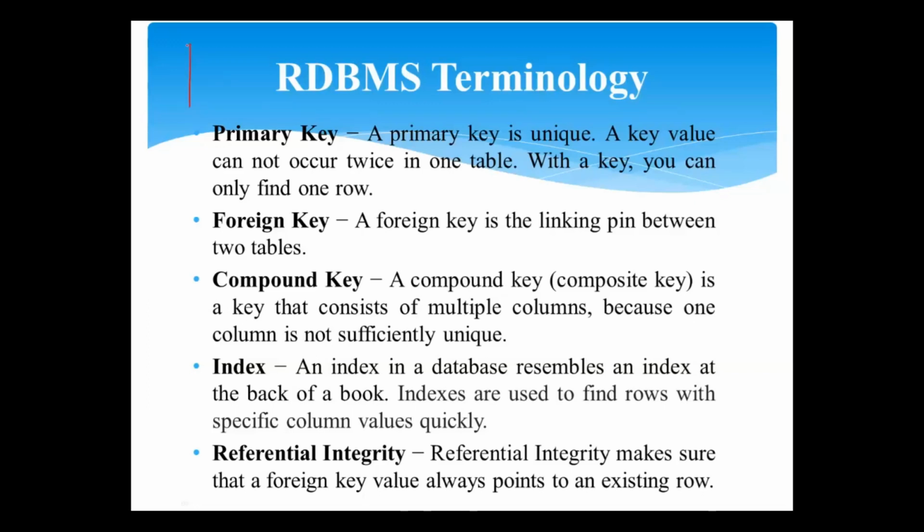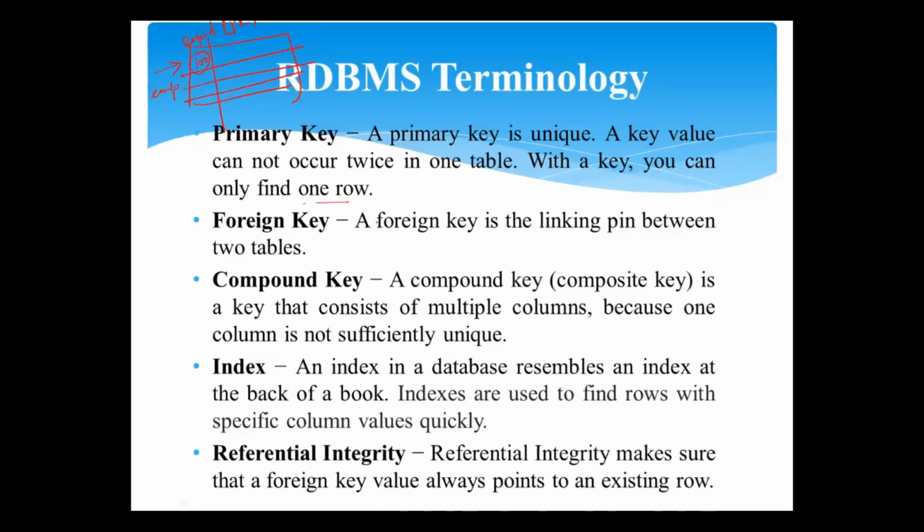Okay, if I give the employee id as a primary key, this key will uniquely identify the employee row. If the id is 100, using this 100 you can uniquely identify this employee's information. With a key you can find one row. That's what they are saying.